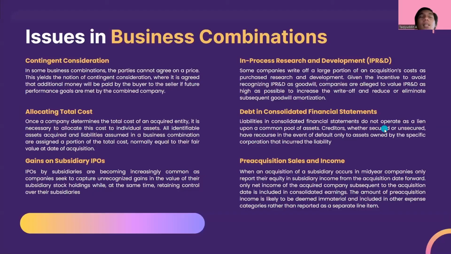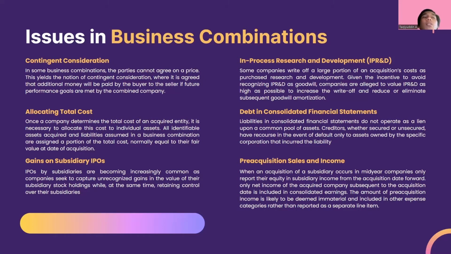Okay, next are the issues in the business combination. The first is contingent consideration. That is, in some business combinations, the parties cannot agree on a price. Therefore, they yield the notion of contingent consideration, where it is agreed that additional money will be paid by the buyer to the seller if the future performance goals are met by the combined company.